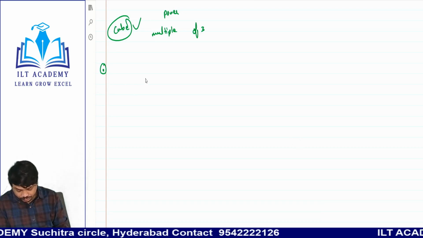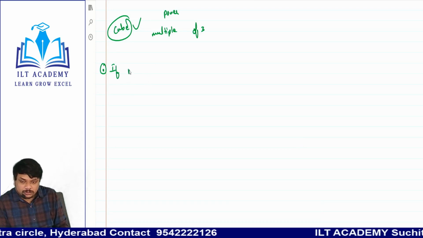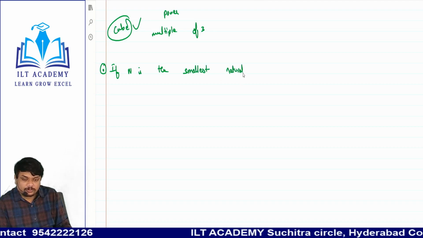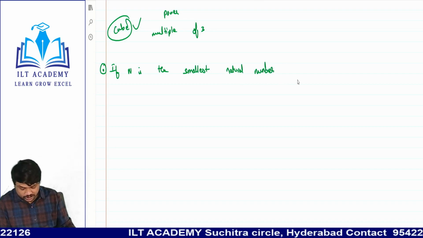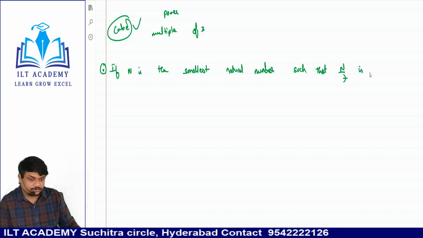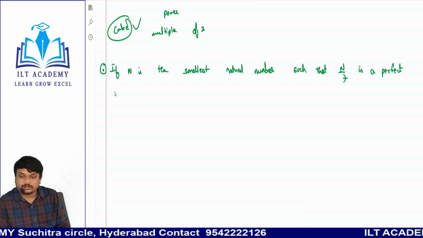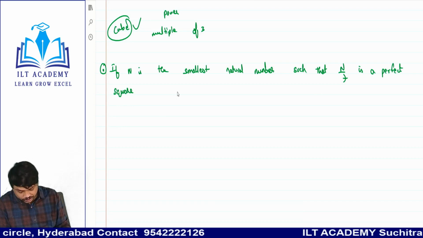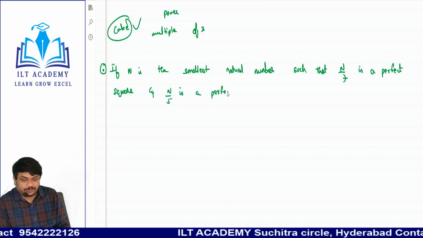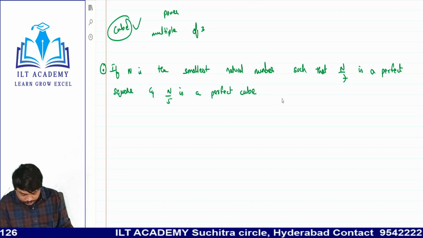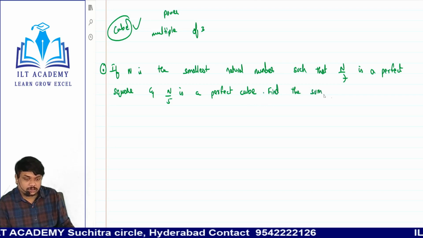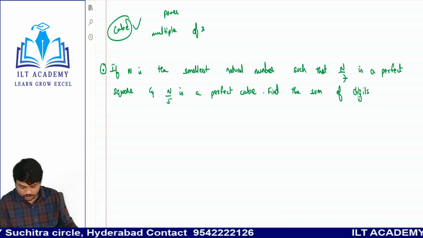Now what is the question? If n is the smallest natural number such that n by 7 is a perfect square, okay, and n by 5 is a perfect cube. Find the sum of digits of n.